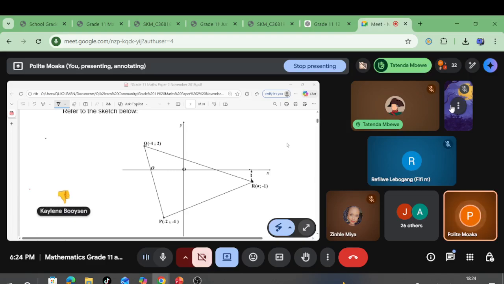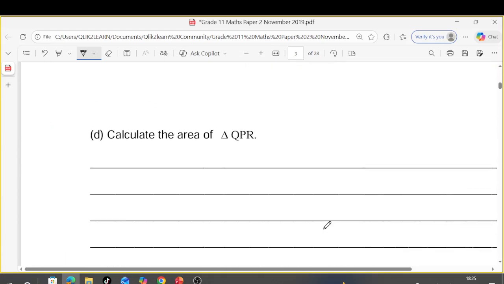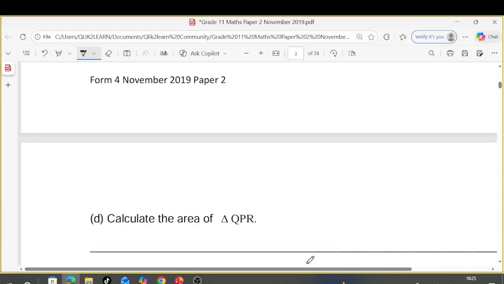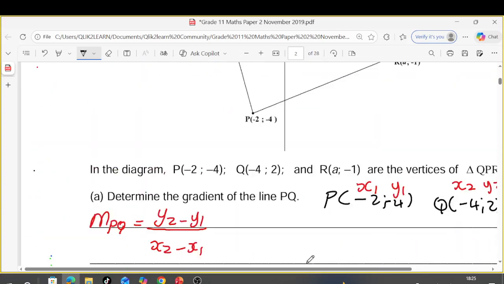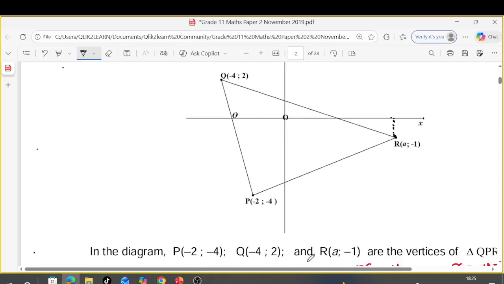We need to calculate. Okay, listen guys. When they want you to calculate the area, remember the area of a triangle. You know what I'm going to do? Let's check the mark allocation first. Then we're going to take it from there. This is 4 marks. Okay, so if this is 4 marks, we know that we need to find the length, and then the formula that we use is half base times the height.